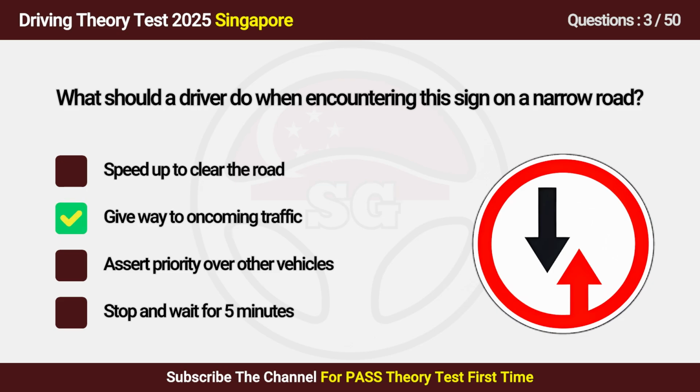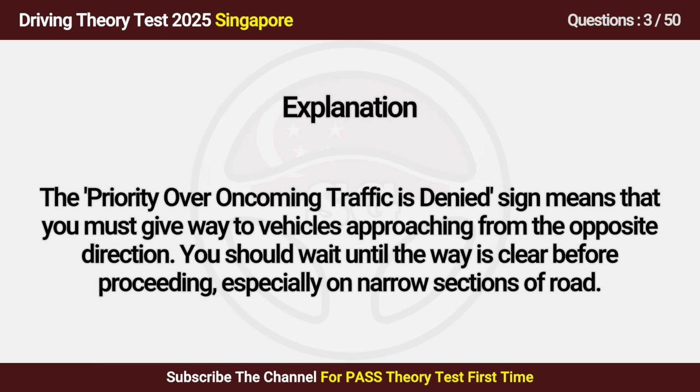Answer is B. Give way to oncoming traffic. The priority over oncoming traffic sign means that you must give way to vehicles approaching from the opposite direction. You should wait until the way is clear before proceeding, especially on narrow sections of road.